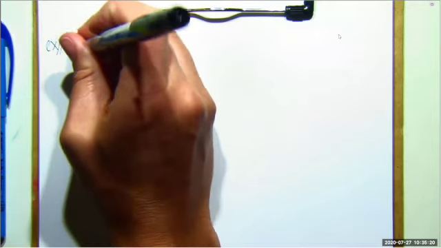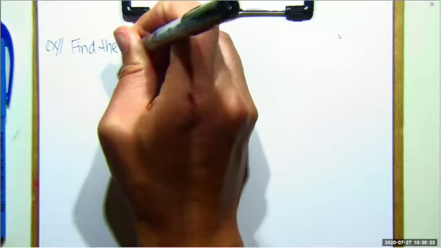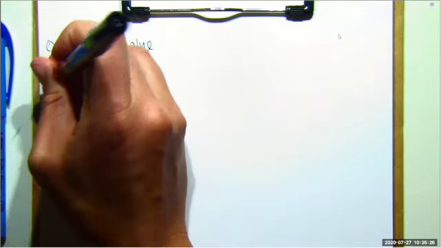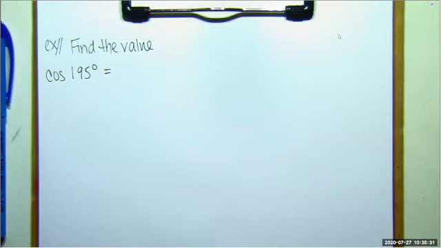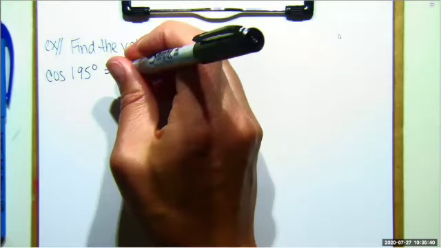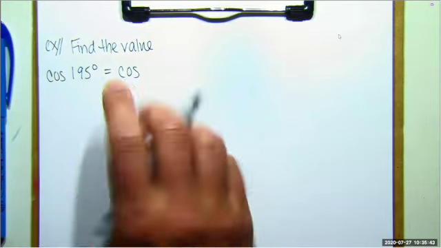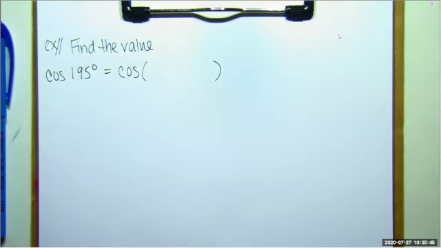Let's find the value of cosine of 195 degrees. Okay, so this one's nice. It's already in degrees for us. Maybe you're more comfortable with that than radians. Our goal is to write 195 degrees as the sum or difference of angles that we know how to do by hand. Again, there's an infinite number of ways to do this.